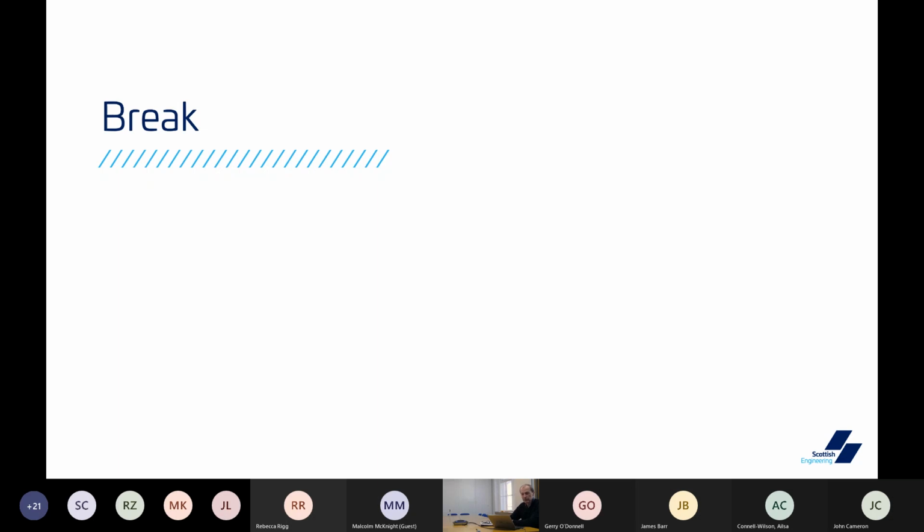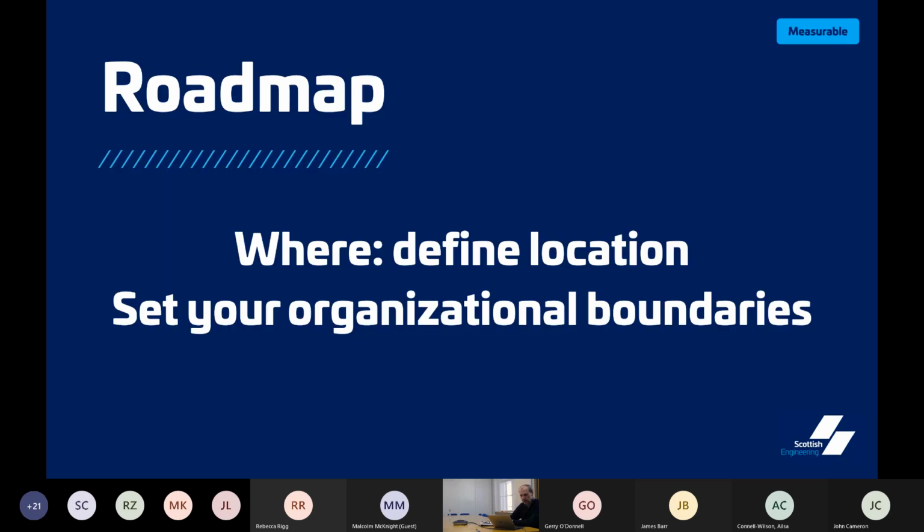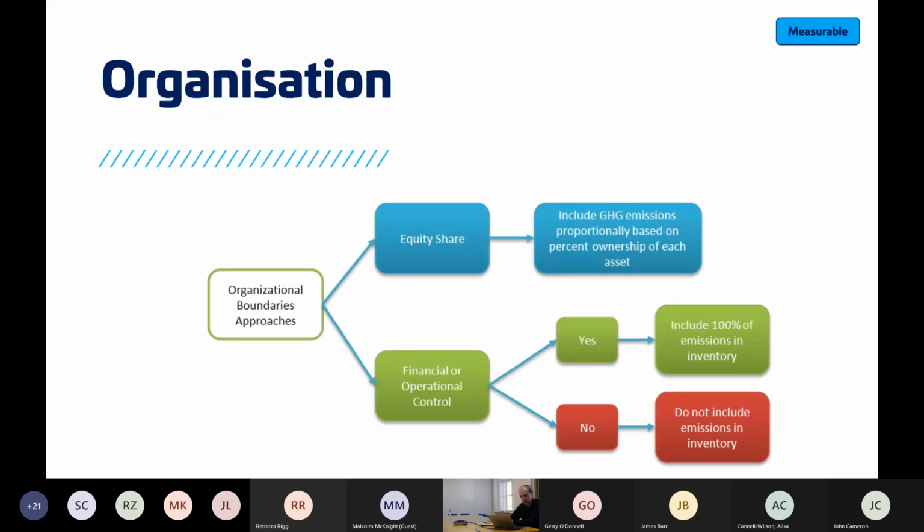So we talked about the what, we talked about the why, and now we're going to look at the other W's and the two H's, and we start with where. And where is about defining the location, defining your organizational boundaries. And the good thing is all the standard methodology, whichever you look at it, define the organization the same way. And it's about control. It's about equity shares or financial and operational controls.